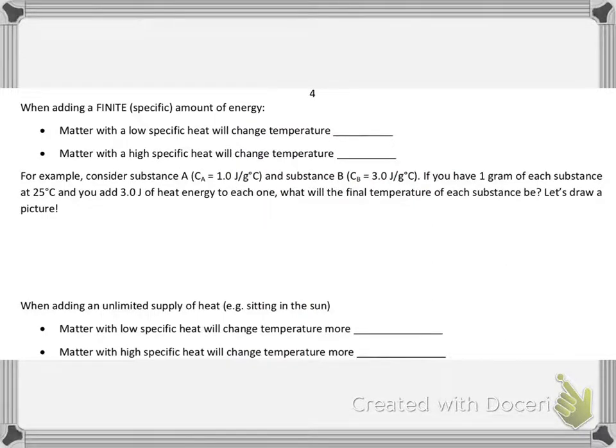Just make sure you understand the idea that matter that has a low specific heat capacity is going to change temperature more if you're adding a specific amount of heat, relative to something that has a high specific heat capacity. Let's consider some random made-up things to figure out why that is. Okay, let's look at substance A. Well, substance A has a specific heat capacity of 1 joule per gram degree Celsius, because 1 is a convenient number. And we're going to compare that to substance B.